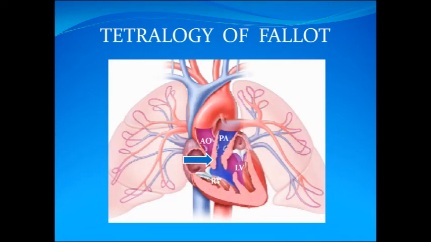A systolic ejection murmur originating in a narrowed pulmonary outflow tract is typical of tetralogy of Fallot. The large ventricular septal defect does not produce a murmur because the pressures are equal in both ventricles. Listen to the murmur of tetralogy of Fallot.